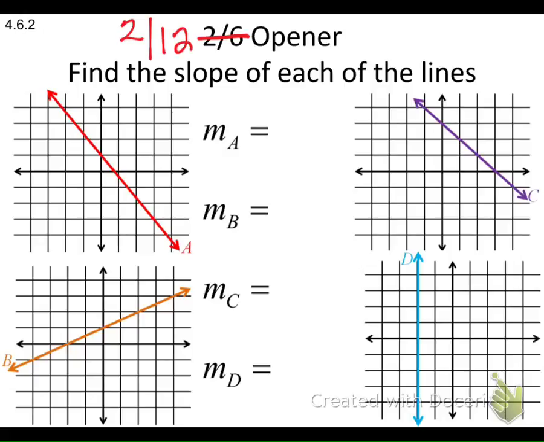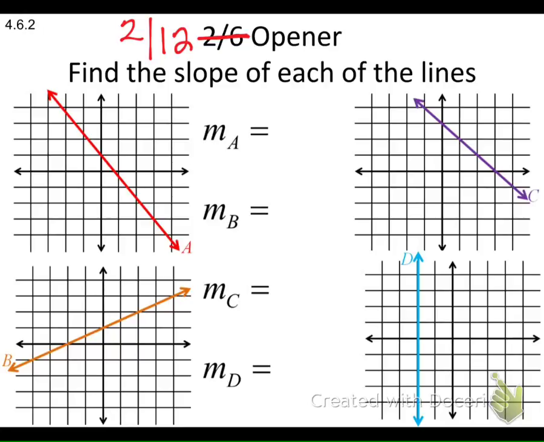So the front side of this, you need to find the slope of each of the lines. So we're going to look at line A first. Just looking at line A, you should be able to tell me if it's a positive, negative, zero, or undefined line. What kind of slope does line A have? Okay, you know it's going to have a negative slope.